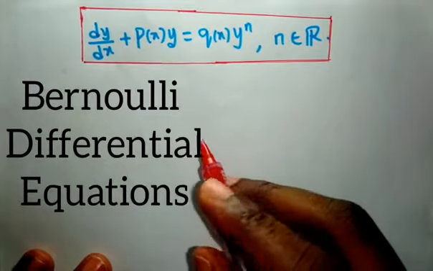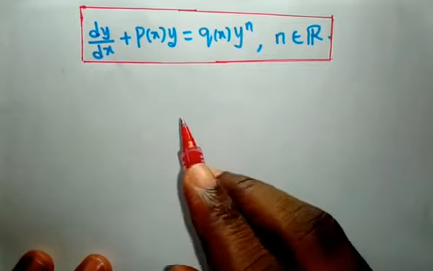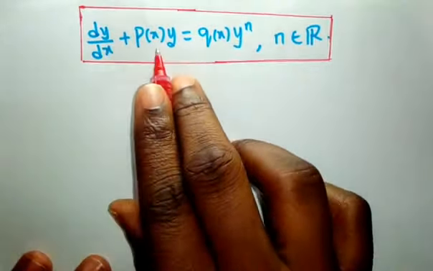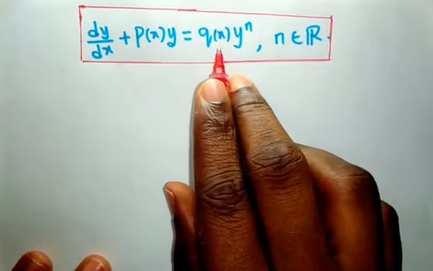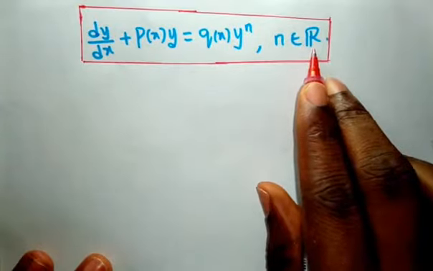Hi everyone, in this video we'll be looking at the Bernoulli differential equation. Now the Bernoulli differential equation is an equation of the form dy/dx + p(x)y = q(x)y^n, where n is a real number.